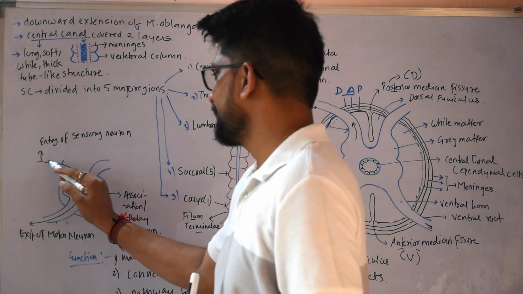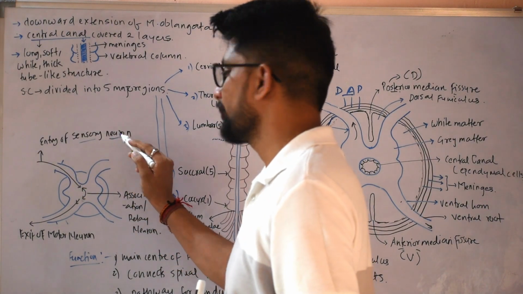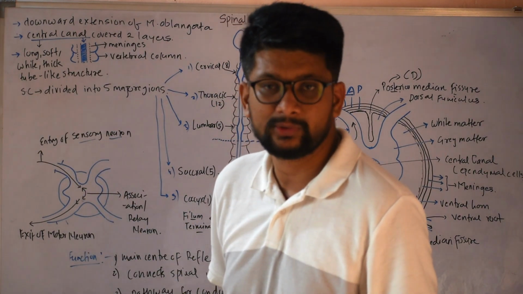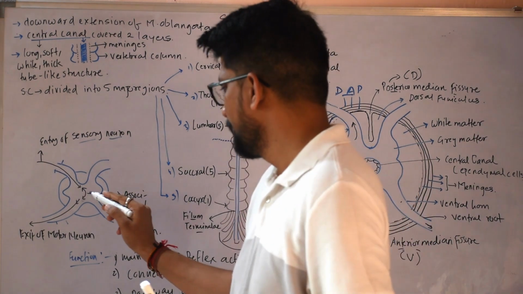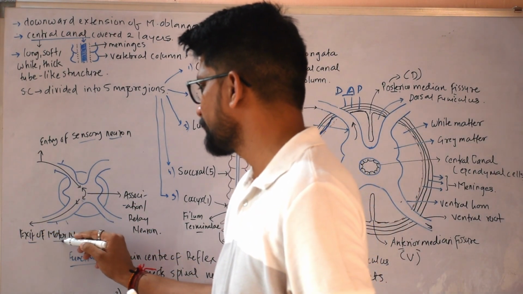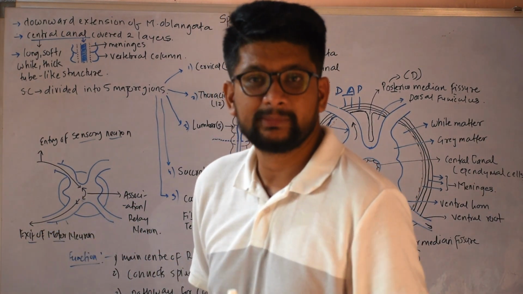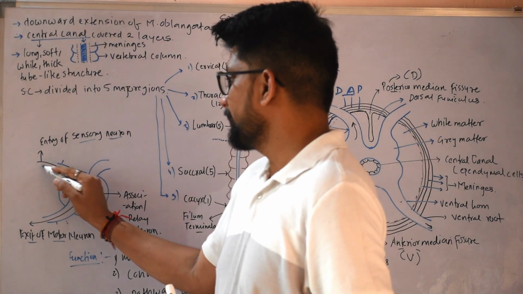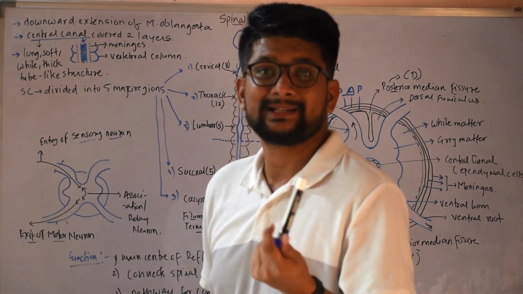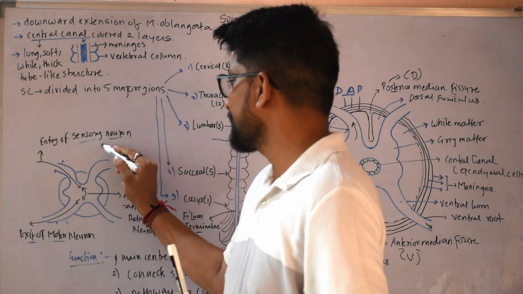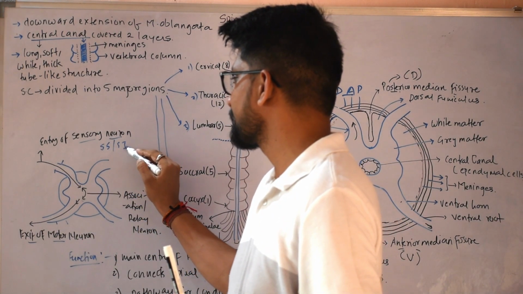When we see from here there is an entry of sensory neuron. Sensory neuron को हम ascending tract भी बोलते हैं या ascending nerve भी बोलते हैं. And from here comes out the exit of motor neuron जिसको हम descending tract भी कहते हैं. तो spinal cord के अंदर sensory neuron एक तरीके का impulse या signal लेके जाता है जिसे हम sensory signal या sensory impulse कहते हैं.